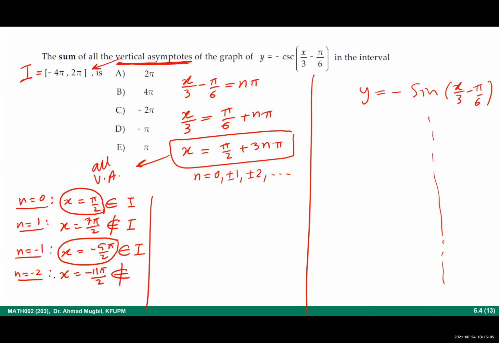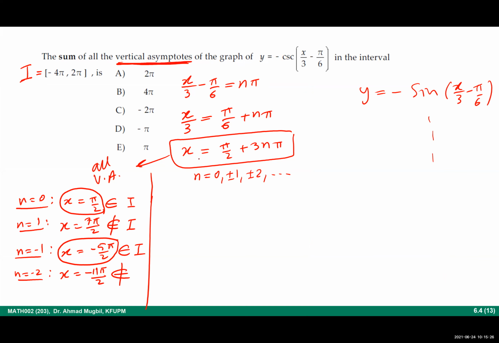Now, ya shabab, if you are lucky, you will get the right answer from 0 and 1, negative 1, and so on. But sometimes they may give you a far away n. You need to try many n's to find that. So what is better? There is a better method that we can use for this. What is it?